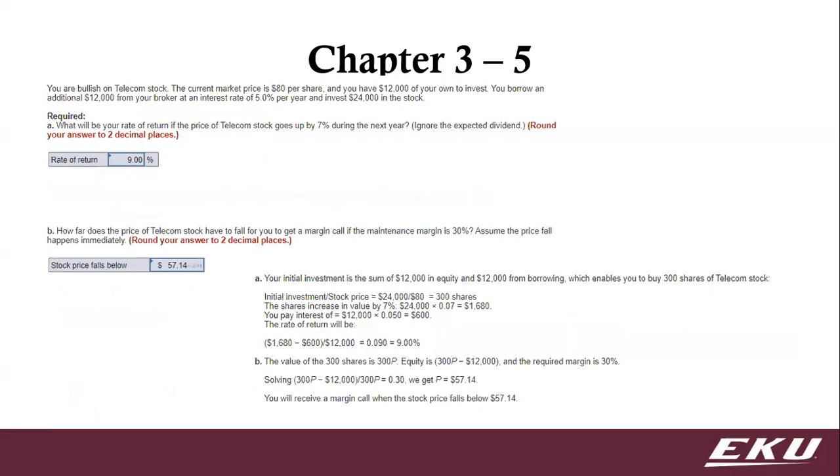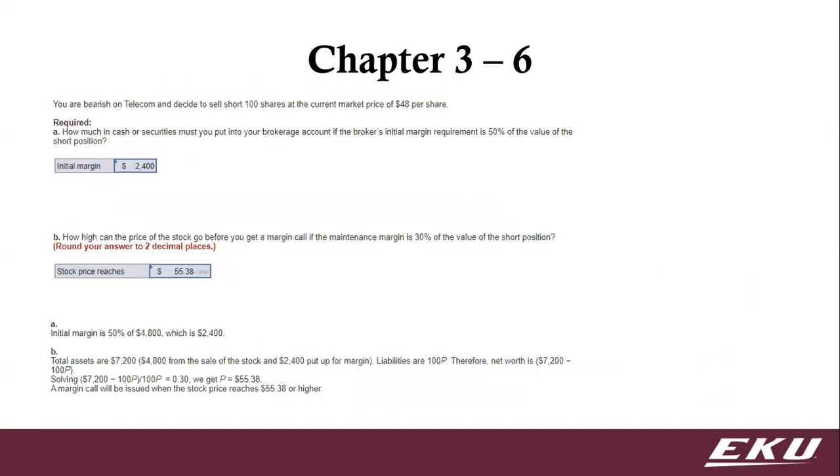Okay. And then here's another one where we're looking at price changes in the stock and what that return would mean for us, particularly when we're on margin. And then also, what would the price need to move to for us to receive a margin call? All right, and same type of question.